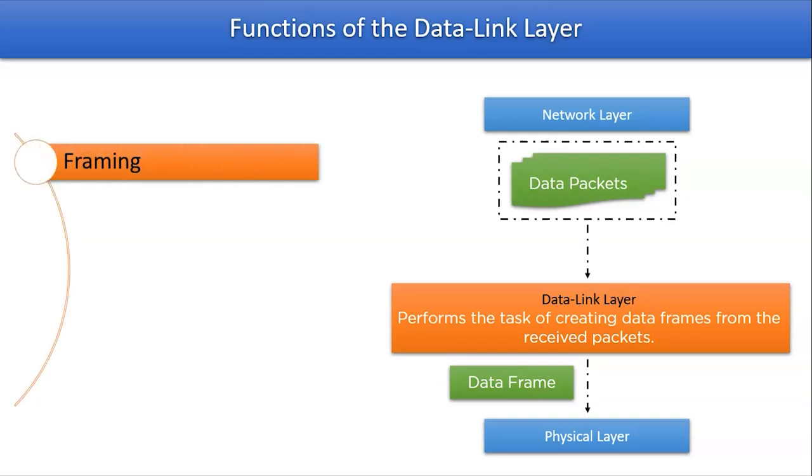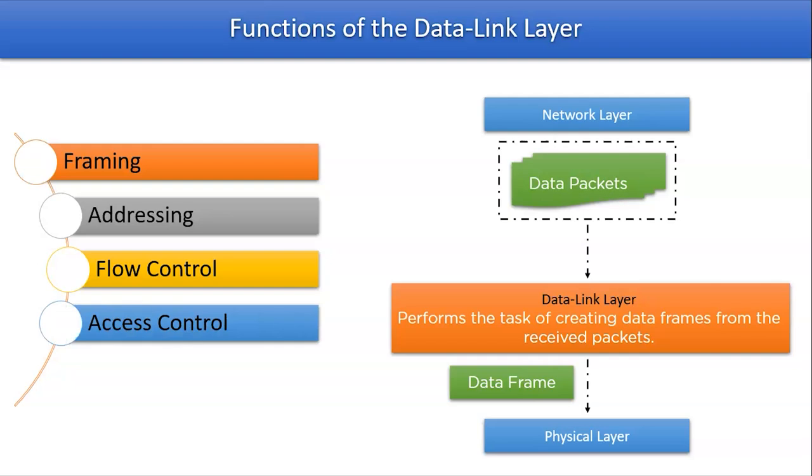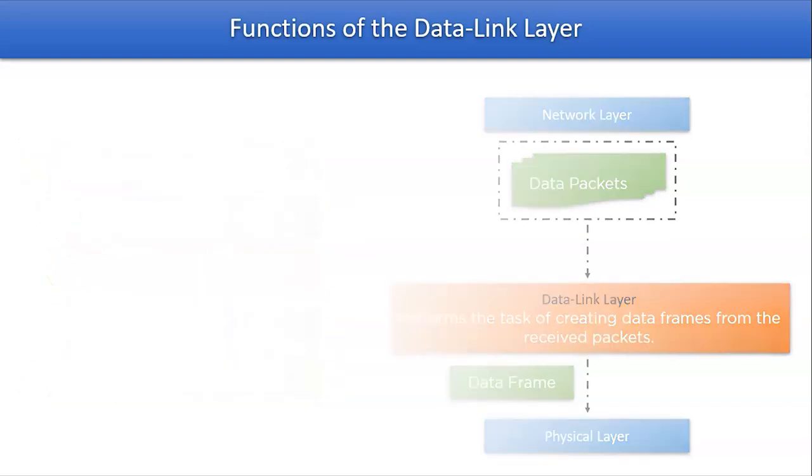First is framing. Framing acts as a header format for the data. Then we have addressing, which handles the physical address of the data frame. Next is flow control, which is responsible for maintaining proper data exchange between the sender and the receiver side. Continuing with access control, which handles the communication link between multiple network devices. The last function is error control. As the name suggests, the data link layer provides error control services to the data. Now, let's take a closer look at all the data link layer functions.